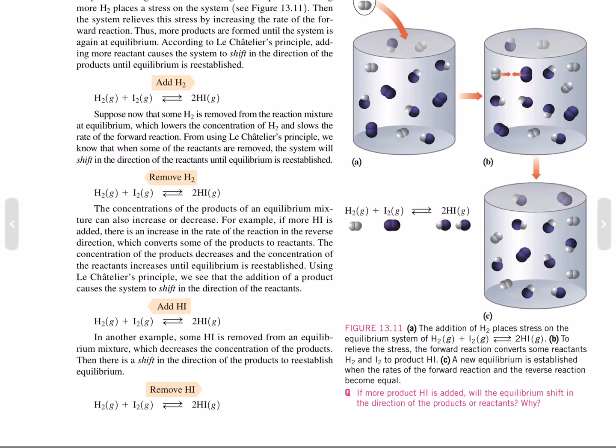Figure 13.11. The addition of hydrogen places stress on the equilibrium system of hydrogen plus iodine yields 2HI. To relieve the stress, the forward reaction converts some of the reactants, hydrogen and iodine, to product HI. A new equilibrium is established when the rates of the forward reaction and the reverse reaction become equal.